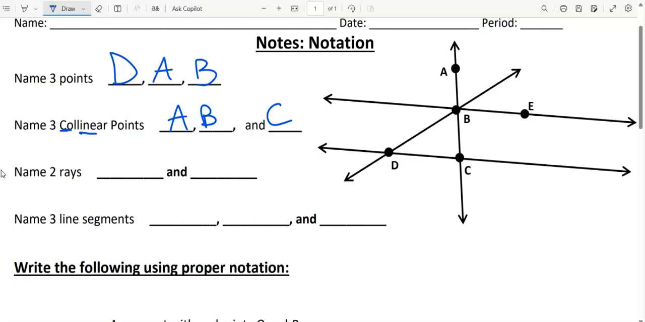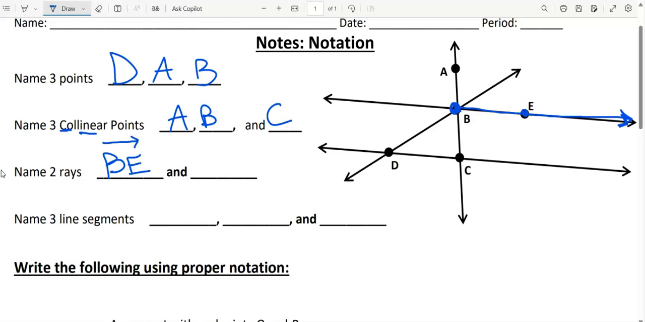Cool? Now rays. You might think that there's no rays here. But they're within the lines. So you just got to pick an endpoint and go one direction. So do this one with me, okay? Imagine you start at point B and you go towards E. That is technically a ray that's part of a line, okay? So if I start at B and I go towards E, the way I would notate that ray is like this. BE, but what do I have to put on top if it's a ray?